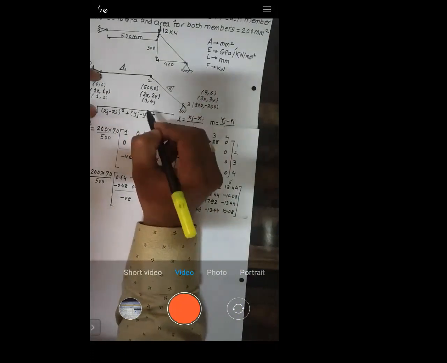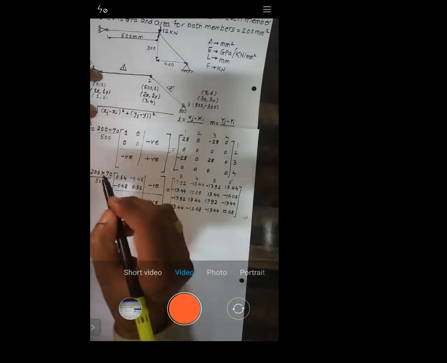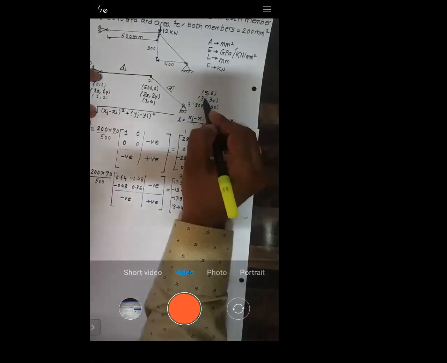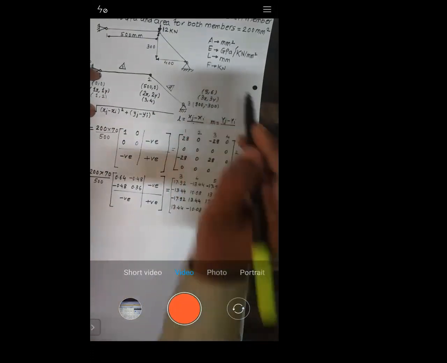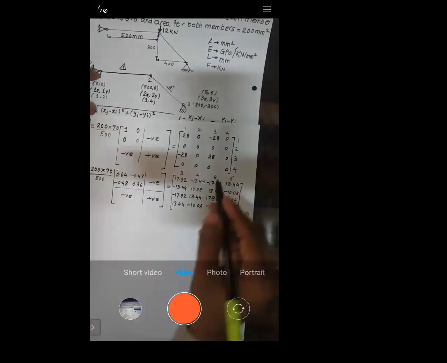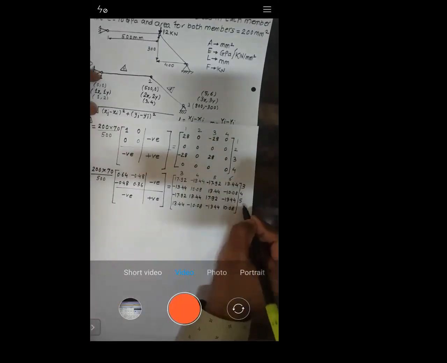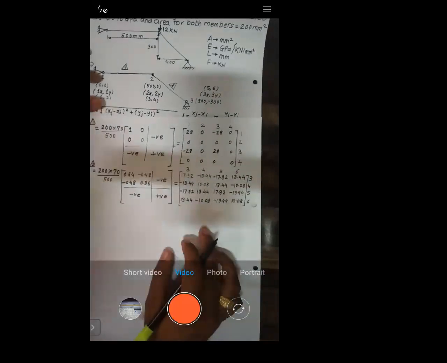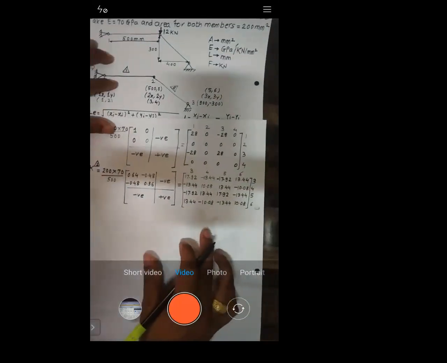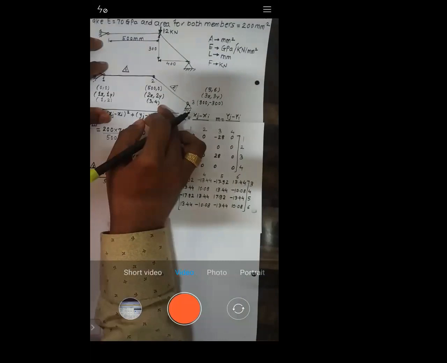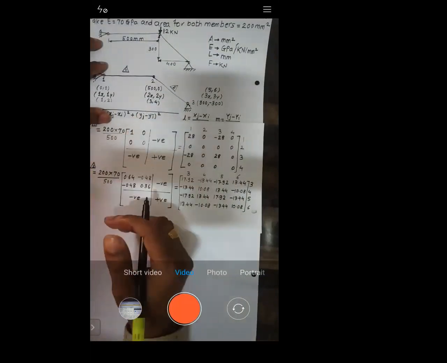What is the meaning of 4? Node 2 can move in Y. Similarly, node 3 can move in X, node 3 can move in Y, right? So this is 3, 4, 5, 6, and 3, 4, 5, 6, right? Now, one who has told that, sir, there are 3 nodes and each node can move in 2 directions, that is okay. Now it will come here. Okay, this is for the entire problem.